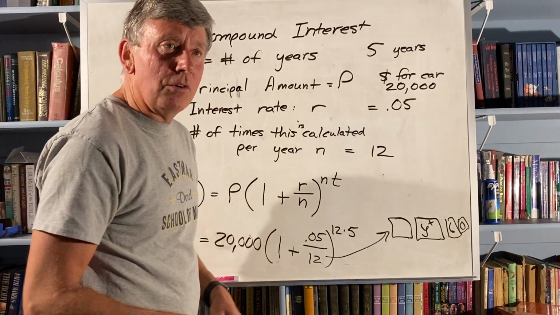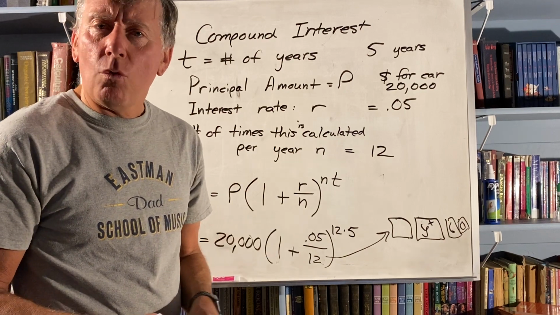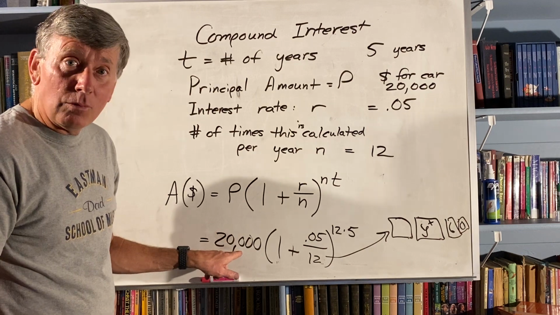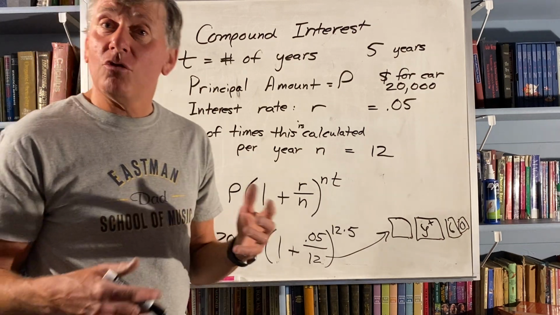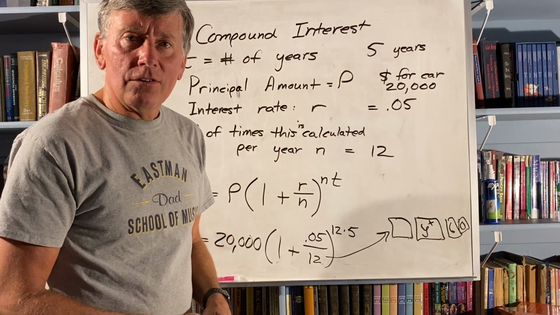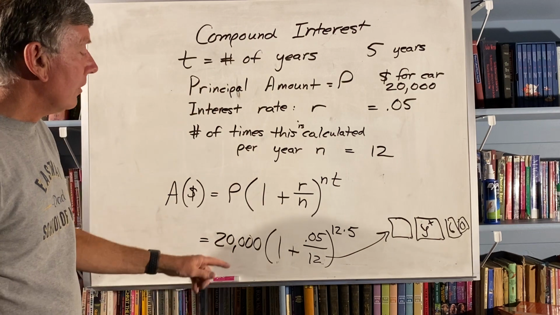When you get that number, it's going to be probably 1.4 something, I'm guessing. Then you multiply that times the 20,000, and it's going to tell you how much you're really going to pay for the car over 5 years. So do that. This is compound interest.